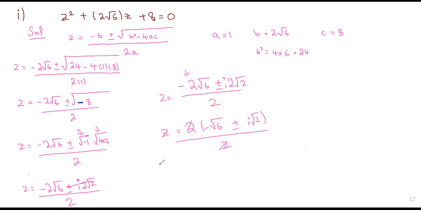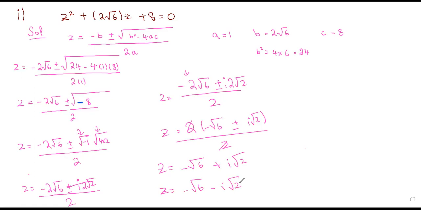Yeah, and what are we getting? We are getting z equals minus under root 6 plus iota under root 2, and z equals minus under root 6 minus iota under root 2. Okay. Now, there is a little problem in the marking scheme.